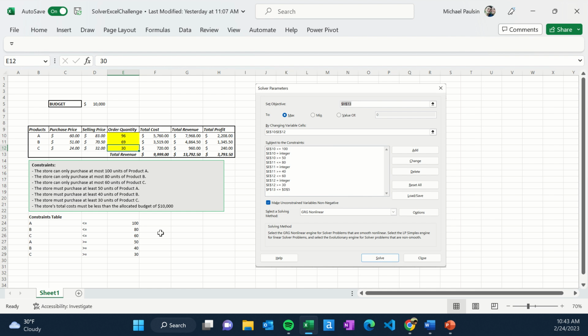Some other key things to remember: this cell right here, F13, our total cost, needs to be less than our $10,000 budget. So F13 needs to be less than D5, and then you can change that around and resolve it for different variables.